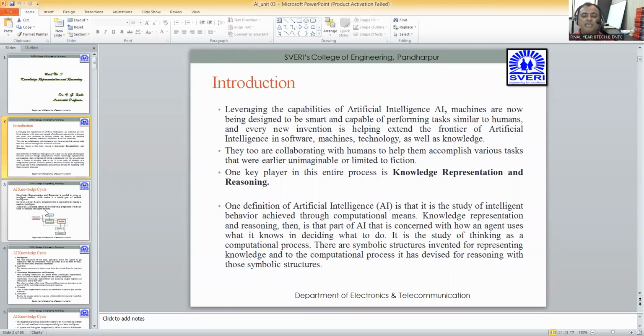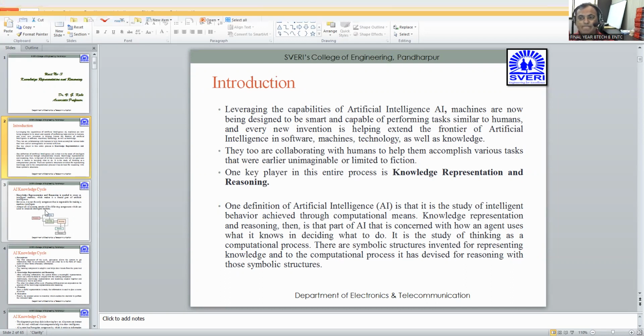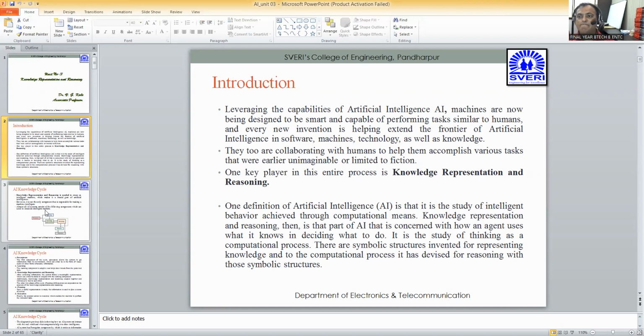It is the study of thinking as a computational process. So how is this knowledge representation possible? Through the symbolic structures. How is this computational process possible? Through the symbolic structures. How is reasoning possible? Through these symbolic structures. So representation of knowledge, the computational process and reasoning could be done with the help of symbolic structures. Have you got it up till this?